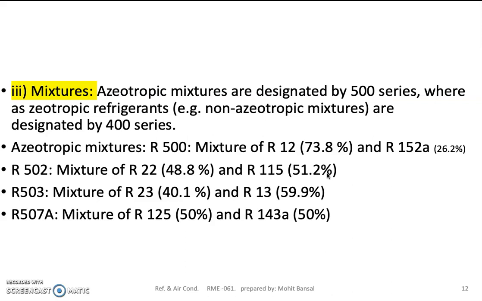In the next video we will cover the properties or desirable properties of the refrigerants.